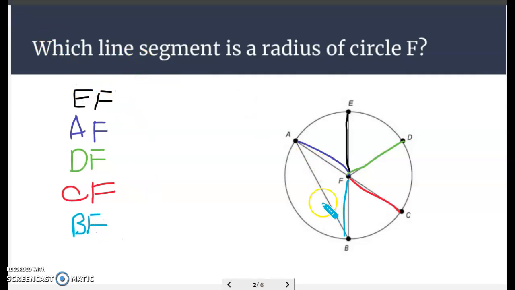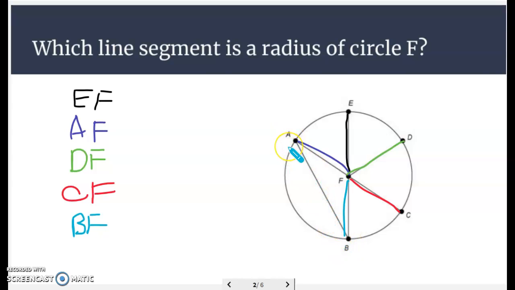Now, you may be wondering about AB here. AB is not a radius, it's not a diameter, it is a chord. Any line that goes through one edge of a circle to the other edge, but doesn't pass through the center, is called a chord, chord AB.